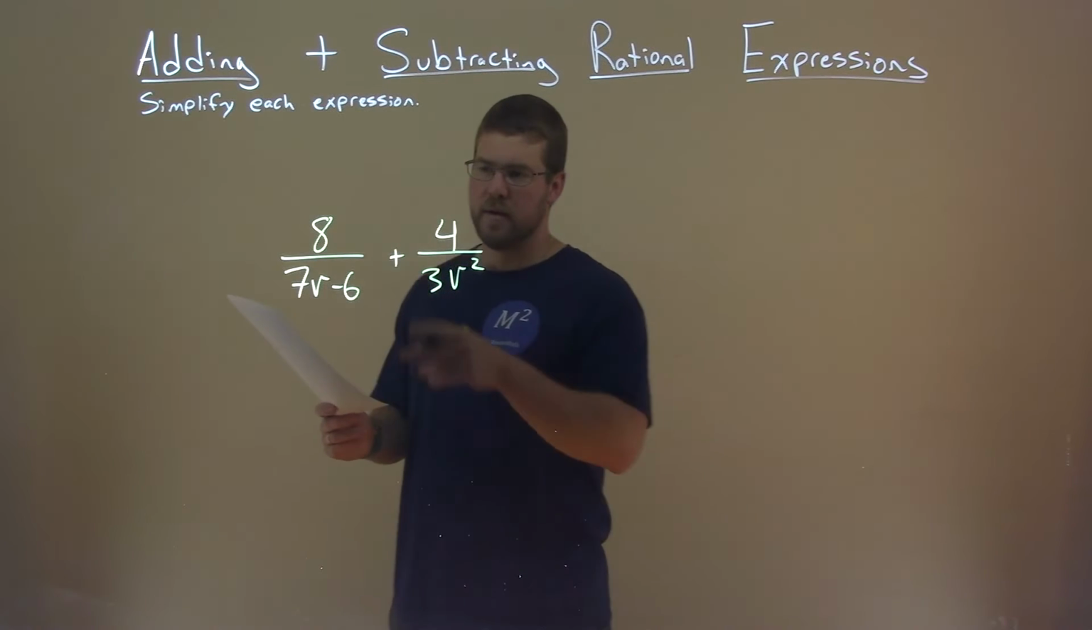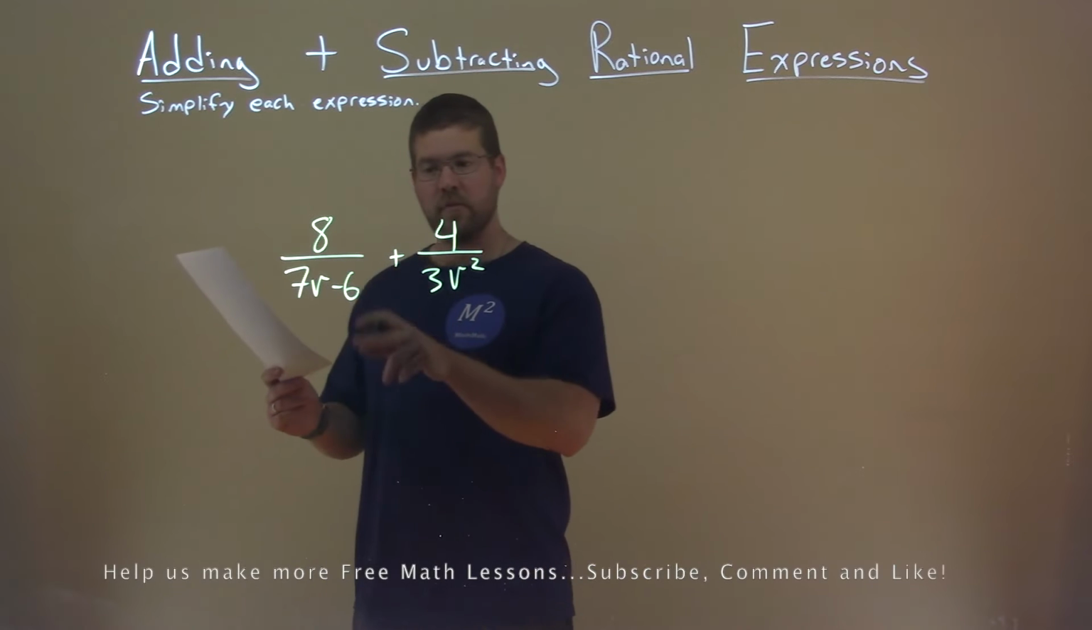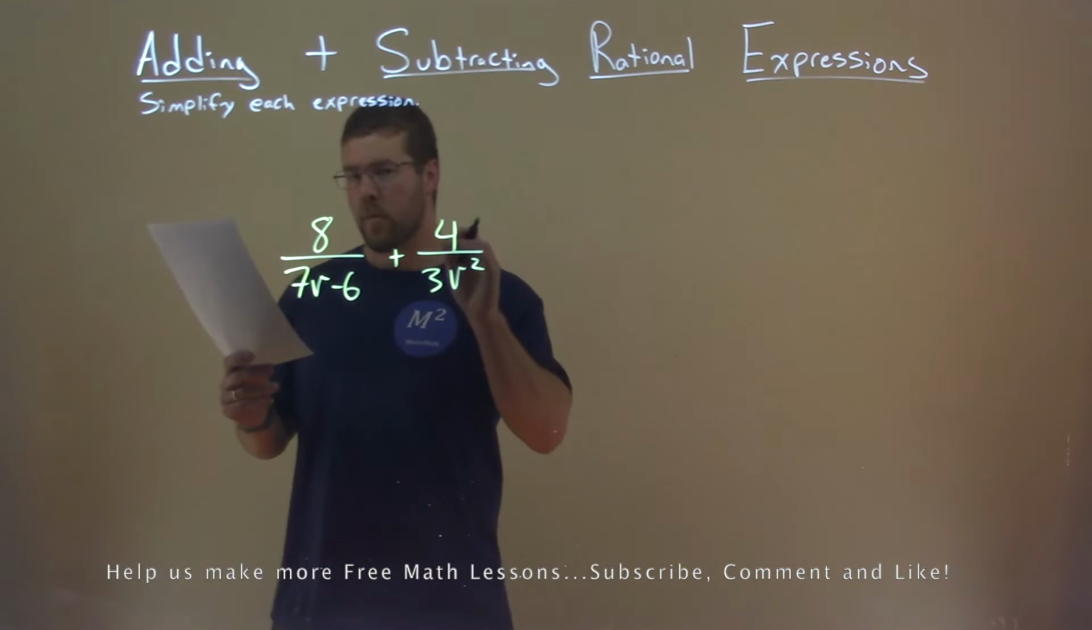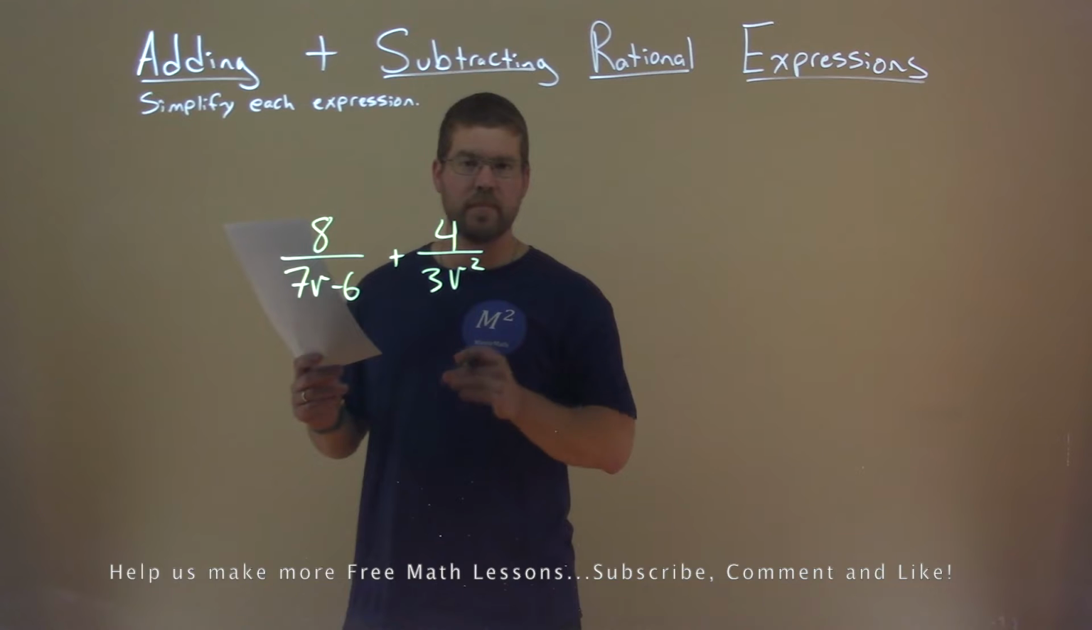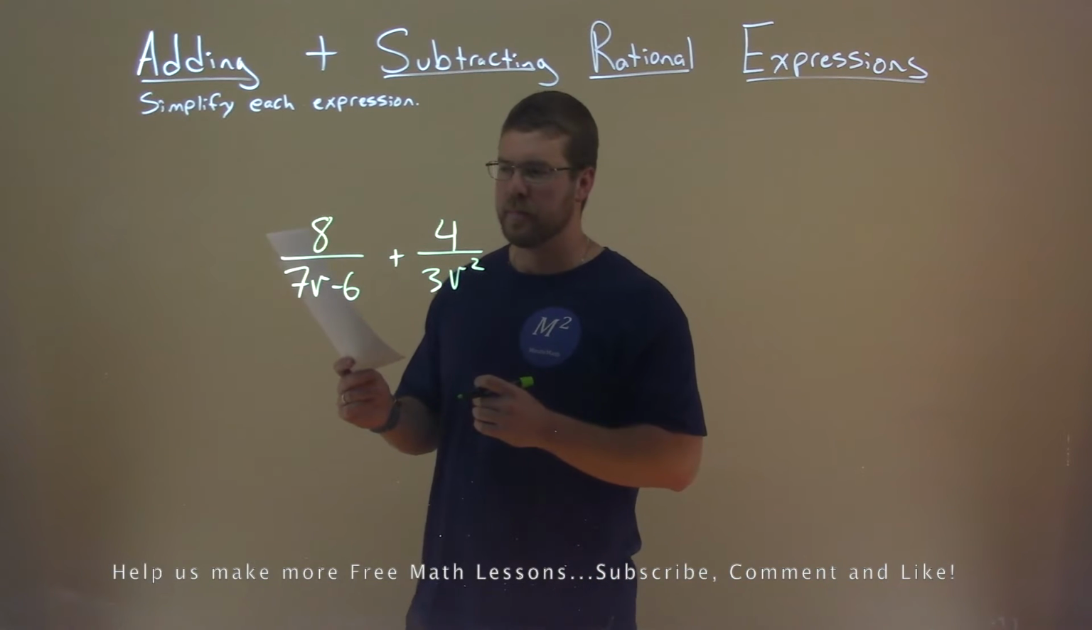We're given this problem right here, 8 divided by 7v minus 6 plus 4 divided by 3v squared, and we need to simplify this expression.